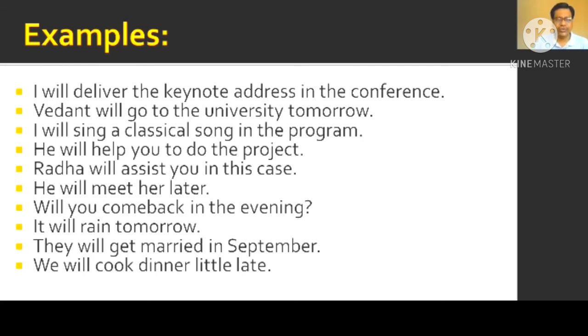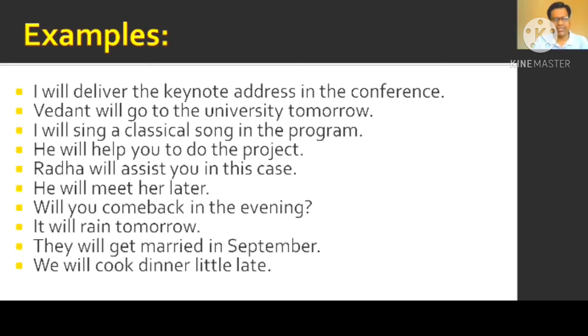So likewise, we use shall or will, one of the modal auxiliaries, as a future tense maker or future tense indicator, followed by the base form of the verb. In all these cases, deliver, go, sing, help, assist, meet, come back, rain, get, and cook are the base forms of the verbs. And they are supported by the modal auxiliary shall or will as applicable.